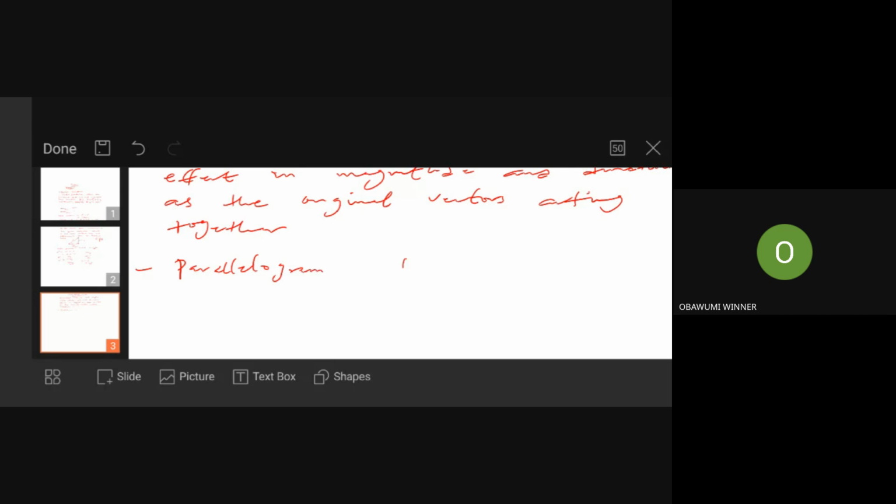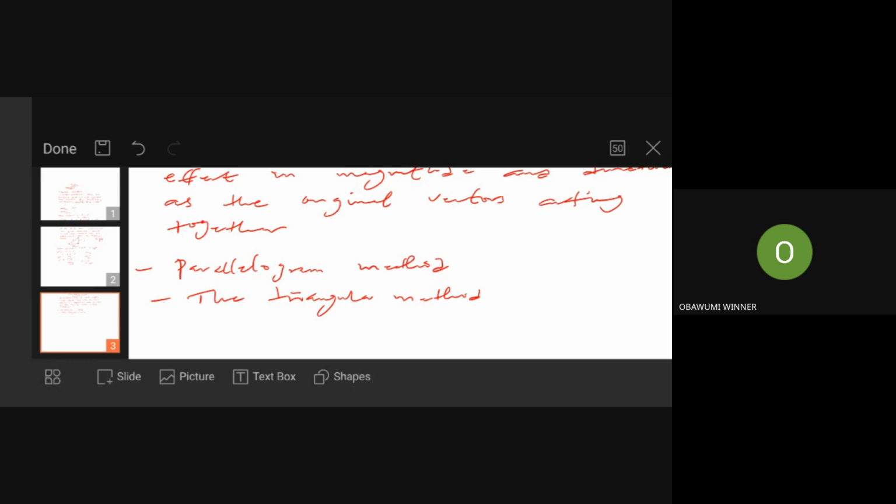Parallelogram method. And then I have also the triangular method. So these are two methods involved in finding the resultant of vectors, especially in this case, these two methods apply when the angle is beyond 90 degrees. When the angle is not 90 degrees and you're asked to find the resultant, you can either do that using the parallelogram method or you can do that using the triangular method.